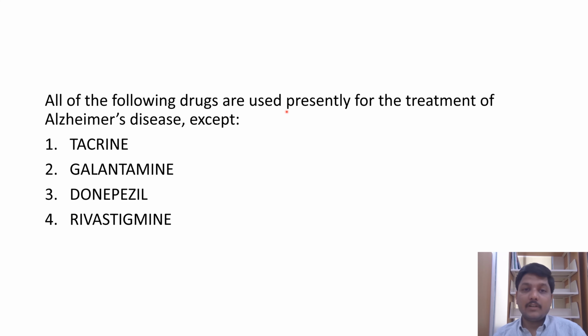All of the following drugs are used presently for the treatment of Alzheimer's disease except: tacrine, galantamine, donepezil, rivastigmine. The answer is tacrine, because tacrine is banned nowadays. Previously it was used.